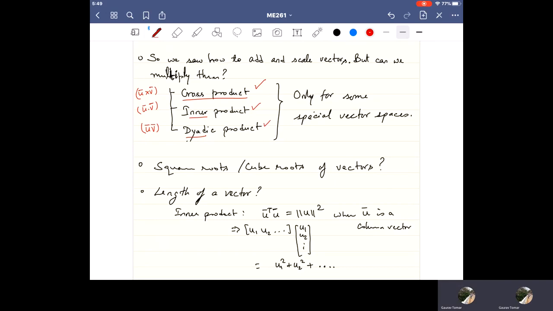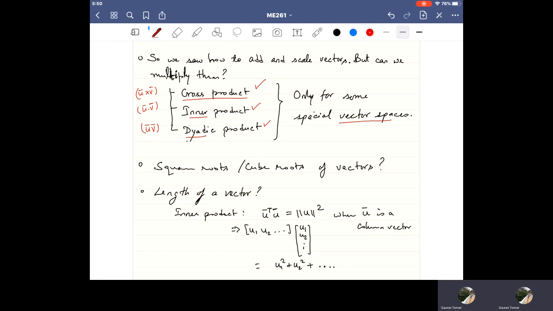Now, as you will learn later, these particular products are defined only for some special vector spaces, a special class of vectors for which you can define these things. Like cross products, it has to be a 2D space or a 3D space, essentially 3D space. Then inner products can be defined on something called inner product spaces, right? So they can be defined only for some special vector spaces, as you will learn once the definition of vector spaces is clear, okay? The definition of what is a vector space.